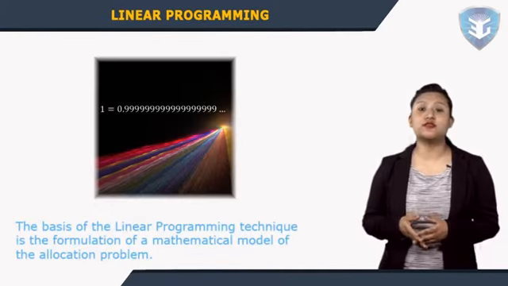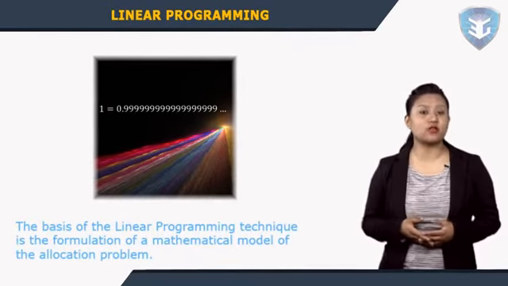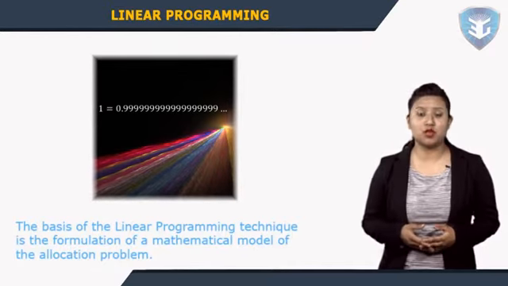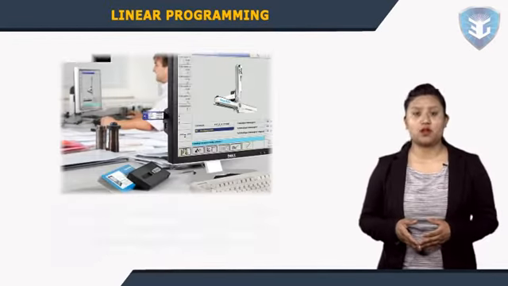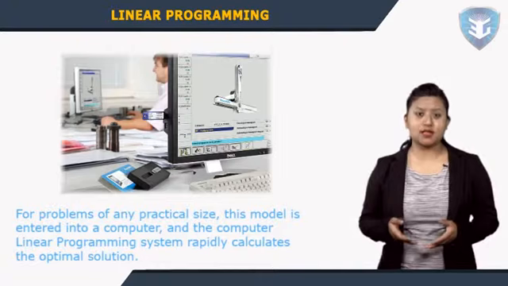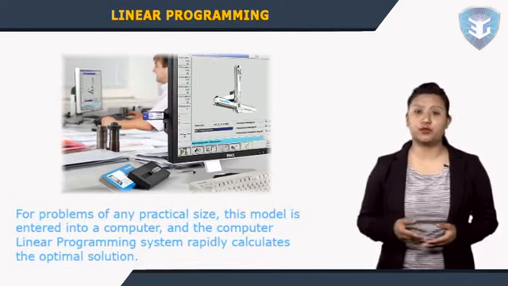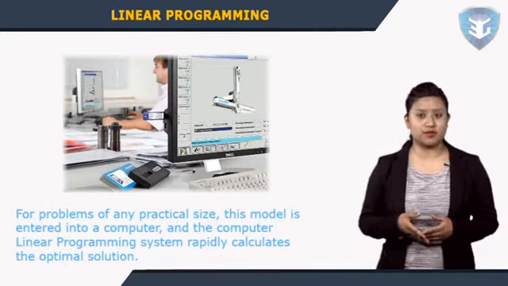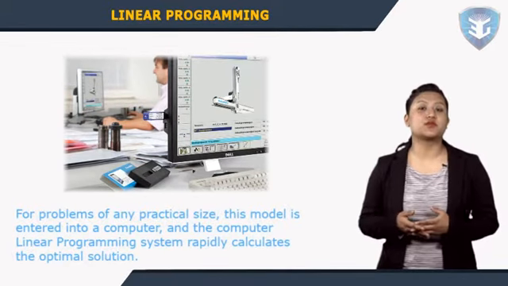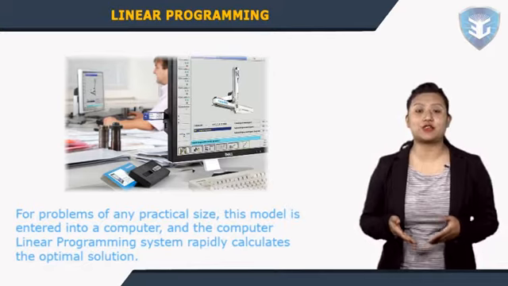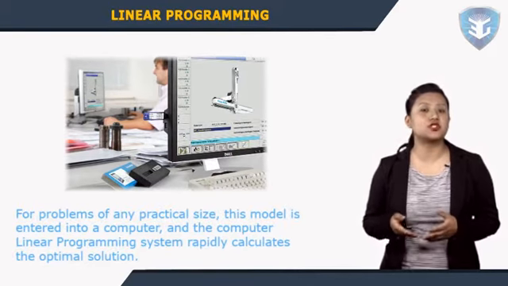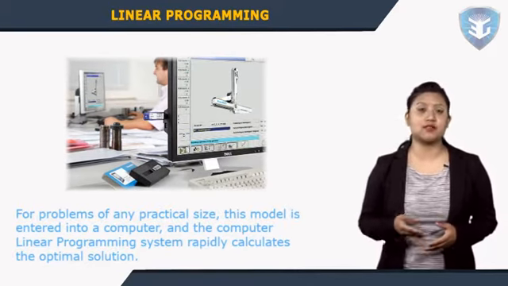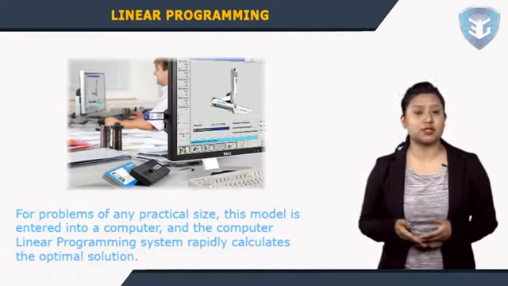The basis of the linear programming technique is the formulation of a mathematical model of the allocation problem. For problems of any practical size, this model is entered into a computer and the computer linear programming system rapidly calculates the optimal solution. The system may also produce reports which indicate the effect on the optimal solutions of possible changes in the given prices, availabilities, specifications, etc.